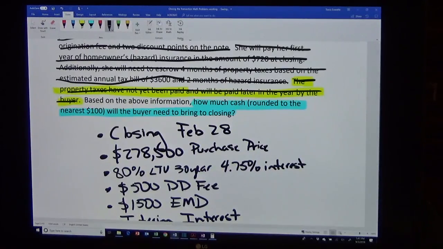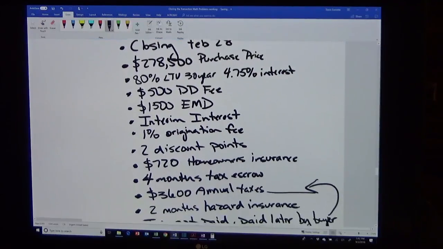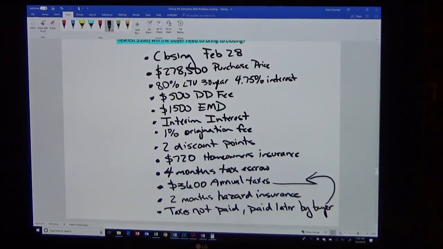Based on the above information, how much cash, rounded to the nearest $100, will the buyer need to bring to closing? Well, we have put everything into a very compacted list that we can now deal with so that we can calculate everything we need to know. One of the things you can do is go through and do these one by one and put them in place as you go through them.